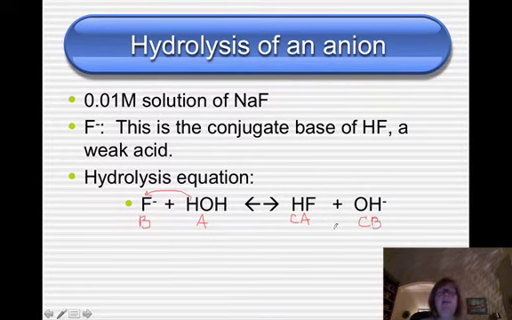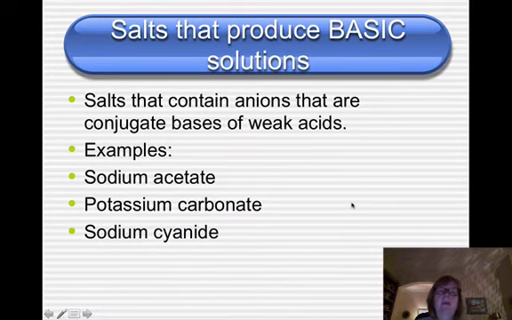So let's look at what's happening here. This fluoride ion is a conjugate base of a weak acid. And so conjugate bases of weak acids in water will make the acid and hydroxide ion. All right, so here are some other examples of salts that can produce a basic solution.